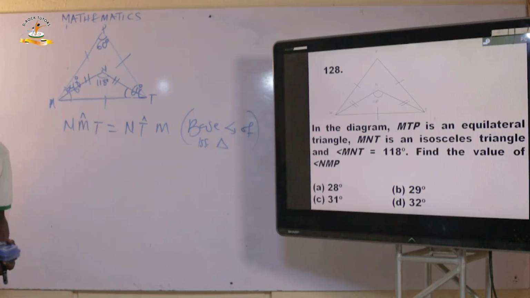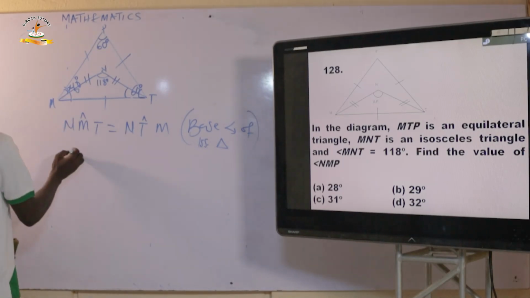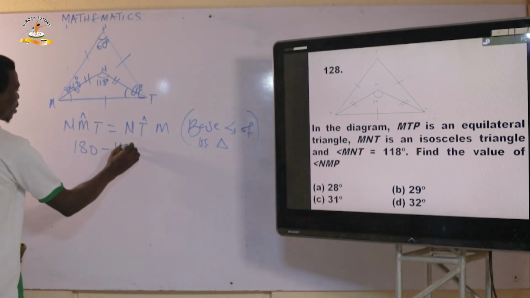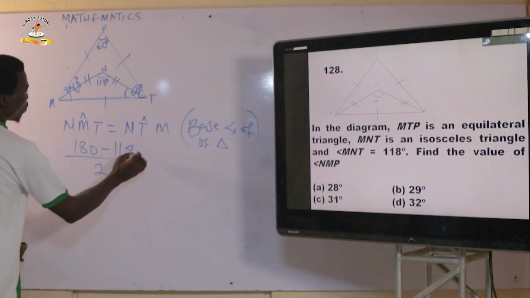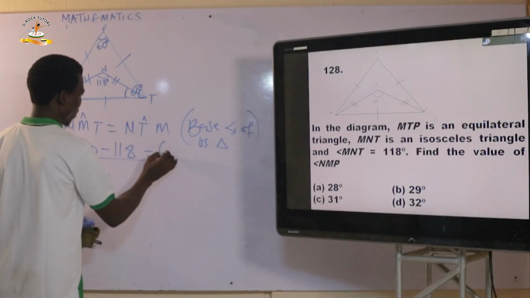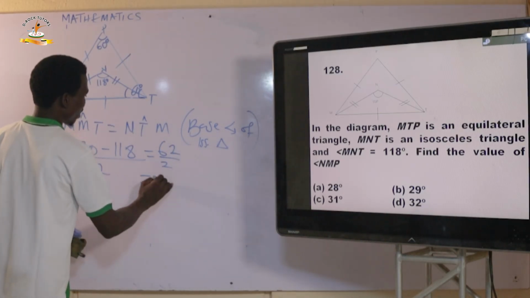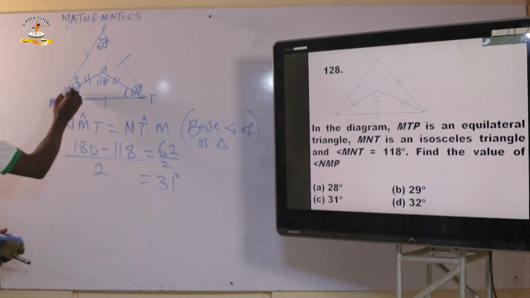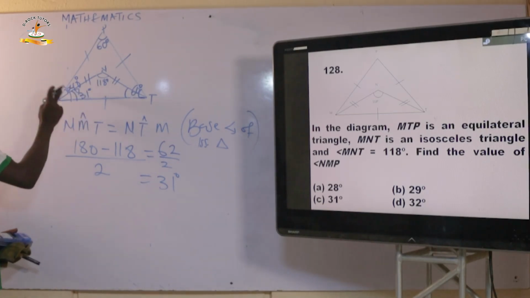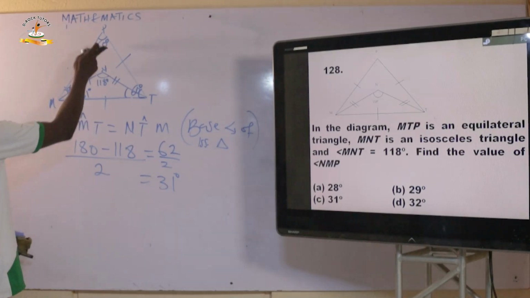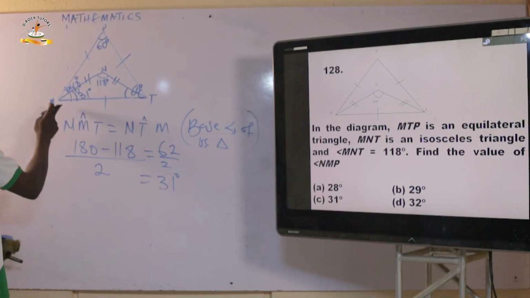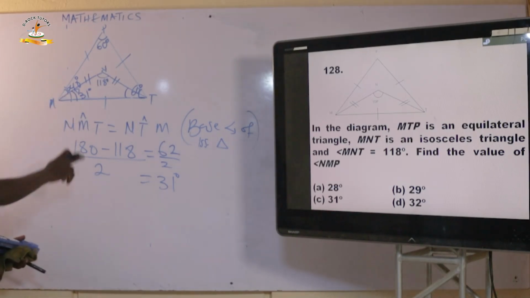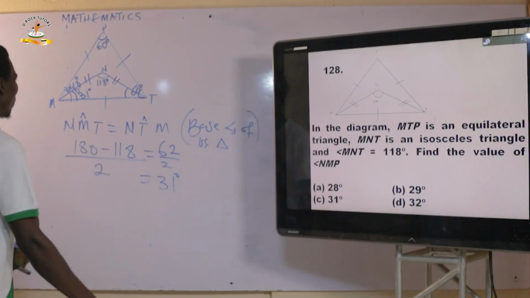Why? Because they are the base angles of an isosceles triangle. That's the reason. And this means that 180 minus 118 divided by 2 will give me the solution to any of them. That is 62 divided by 2, and that is 31 degrees. Meaning either of these is 31 degrees. If this is 31 degrees, to find our NMP, it is simple. We simply subtract 31 degrees from 60 degrees, because we know the total angle of this place is 60 degrees.